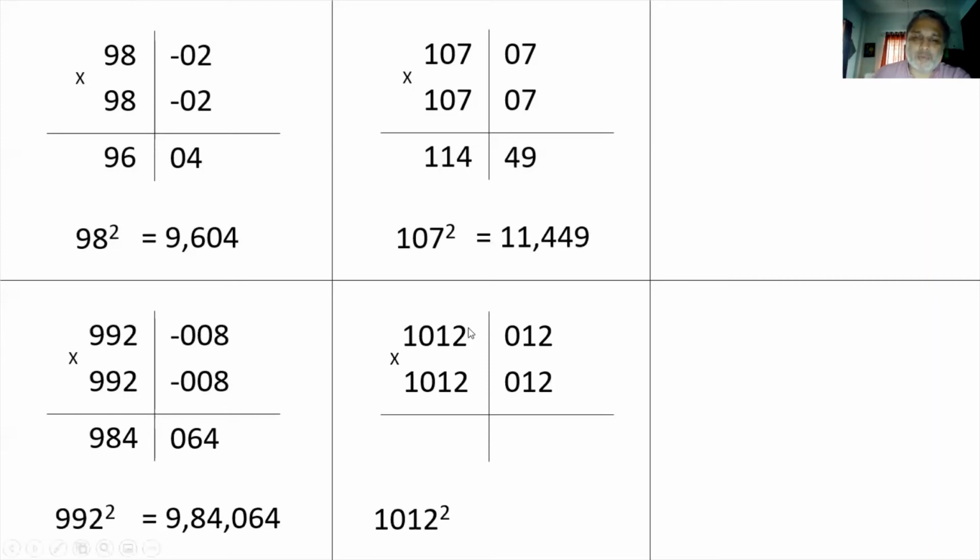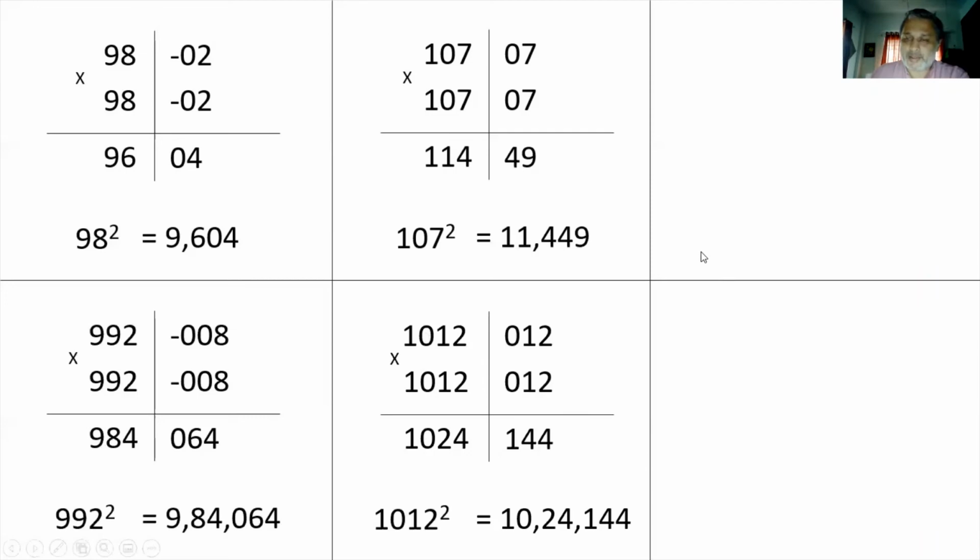The next step is you have to add the cross numbers. So when you add the cross numbers, 1012 plus 012 will be 1024. That is the addition of cross numbers. And then you have to multiply the distances. So 12 square is 144, and again that 144 we write in 3 digits because the base is 1000. So now the square of 1012 is 1024144.